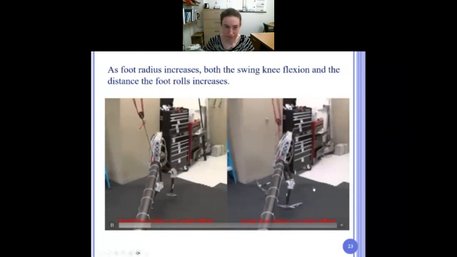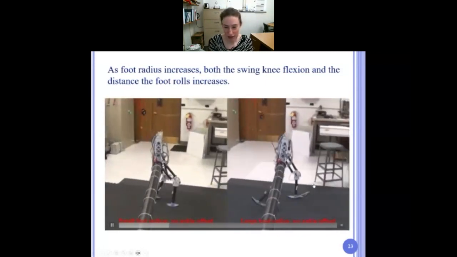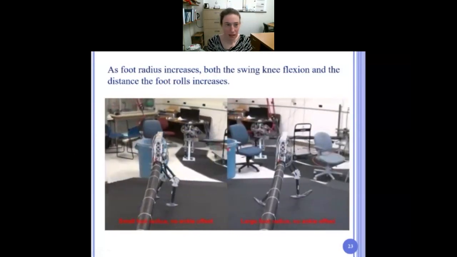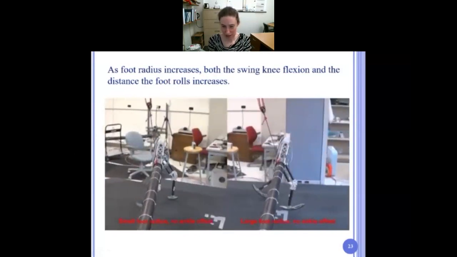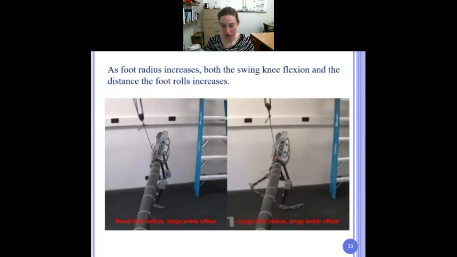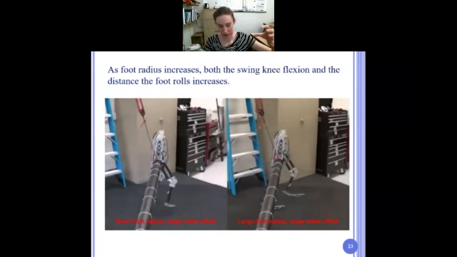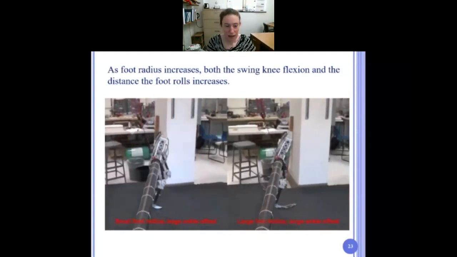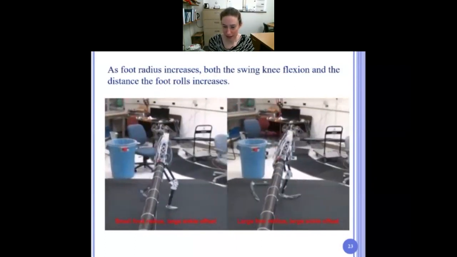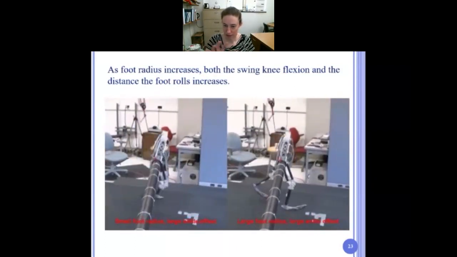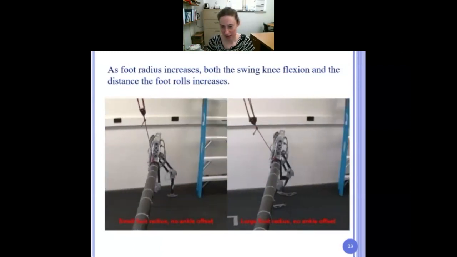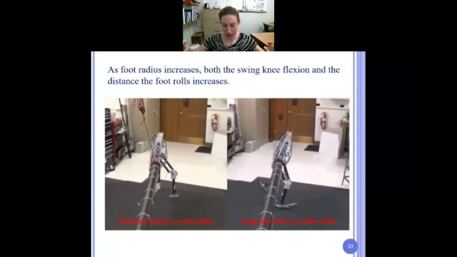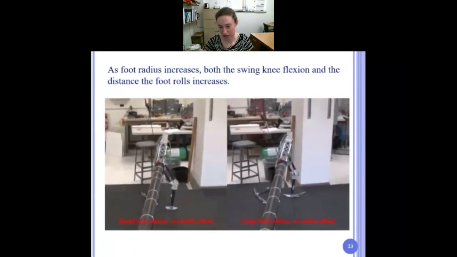so you can see the foot looks short, and then the right is showing a large foot radius. And what I found is that as the foot radius increases, you have to increase the swing knee flexion, which makes sense because if you have a larger foot radius, in general, the foot is going to be longer, so you have to pick your swing foot up more in order to avoid scuffing the ground. And then we also found that for a given step, the distance that the foot rolls from one heel contact to the next heel contact increases, which also makes sense because if you have a larger foot radius, basically you have more foot you can roll over.